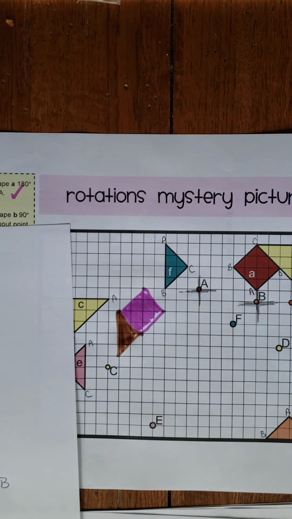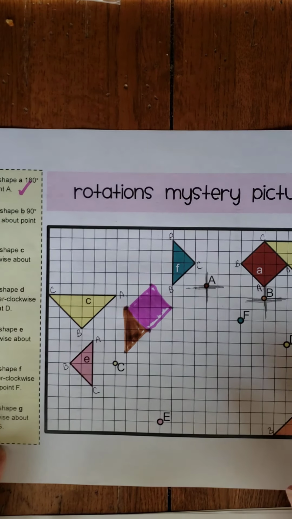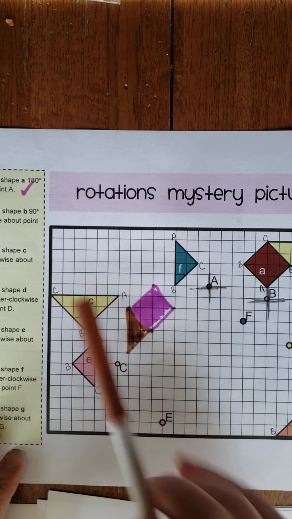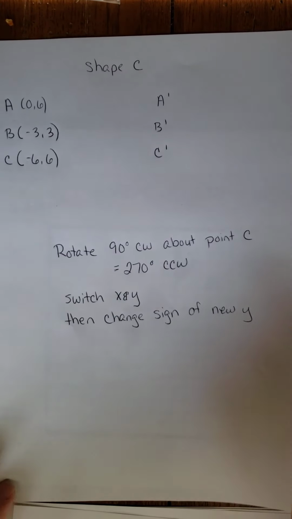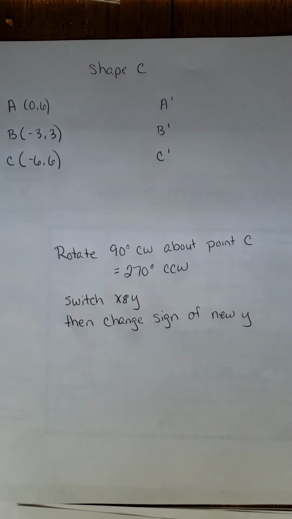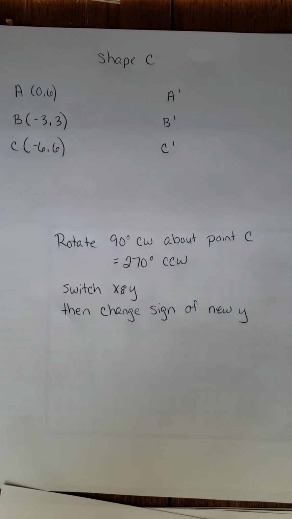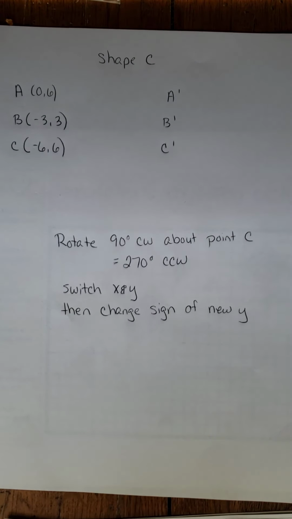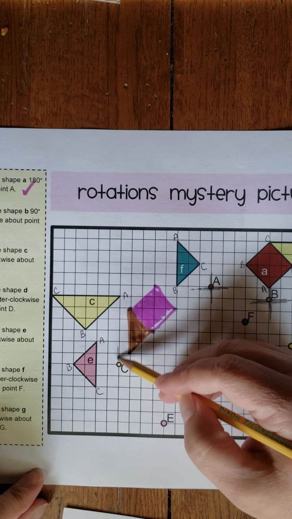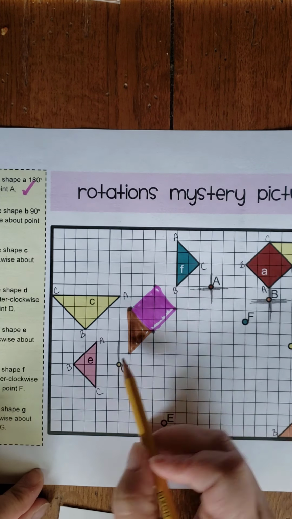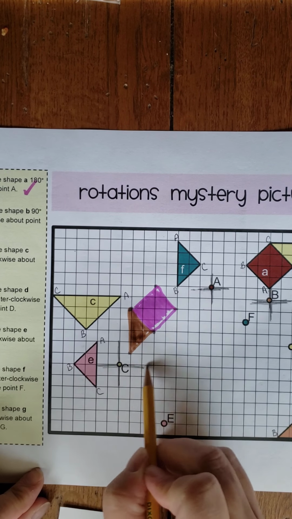So now for shape C, that's this one right here, this yellow one. For this one, we want to rotate it 90 degrees clockwise about point C. Remember, 90 degrees clockwise is the same as 270 degrees counterclockwise. So we go to our picture, we find point C. This is where we're going to create our new axis. This is what we need to rotate it about.